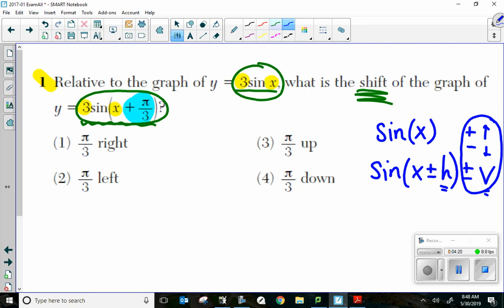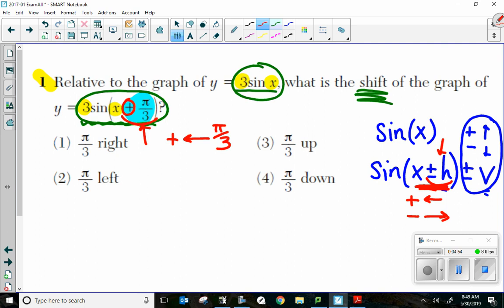The inside always works in the opposite fashion when it comes to graphs. If I add on the inside, I don't move to the right because that's where the positives are on the x-axis, correct? If I add on the inside, I'm moving left. If I subtract on the inside, I move right. So this is what we're dealing with. We are adding something on the inside. Since I'm adding, that tells me I'm going to move to the left this many units, pi over 3.